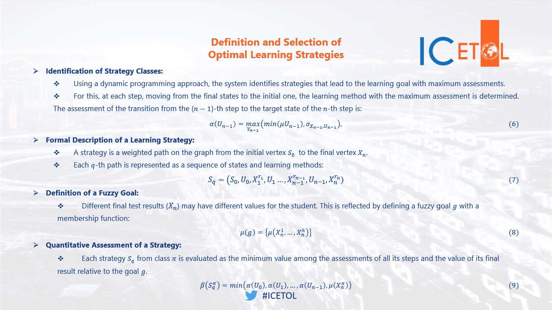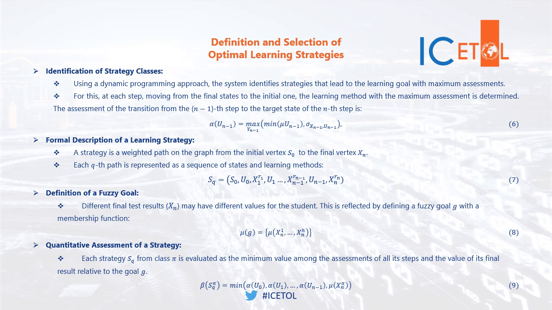To find the optimal route, we employ the dynamic programming approach. The system proceeds not from the beginning to the end, but in reverse, from the final goal back to the beginning, evaluating the effectiveness of possible transitions at each step. The quality assessment of one such transition, alpha, is calculated using Formula 6. It considers both the student's own preferences and the objective value or payoff from this action.